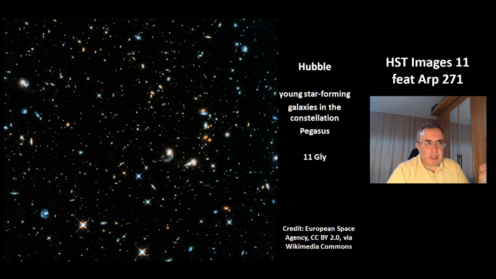This is a picture from Hubble of young star-forming galaxies in the constellation of Pegasus at a distance of 11 billion light years. And we can see many tiny galaxies that will eventually merge into bigger galaxies.